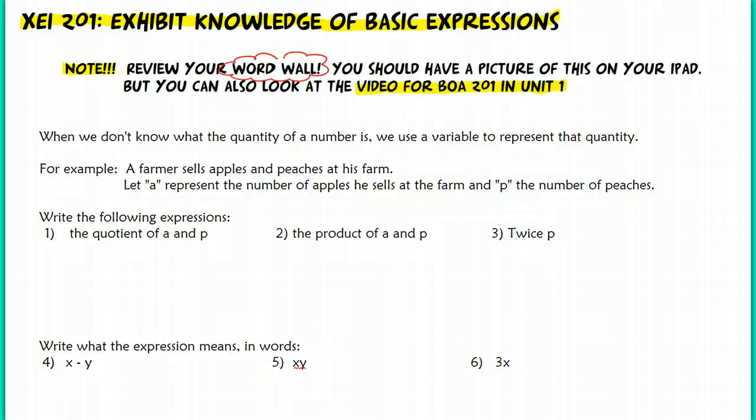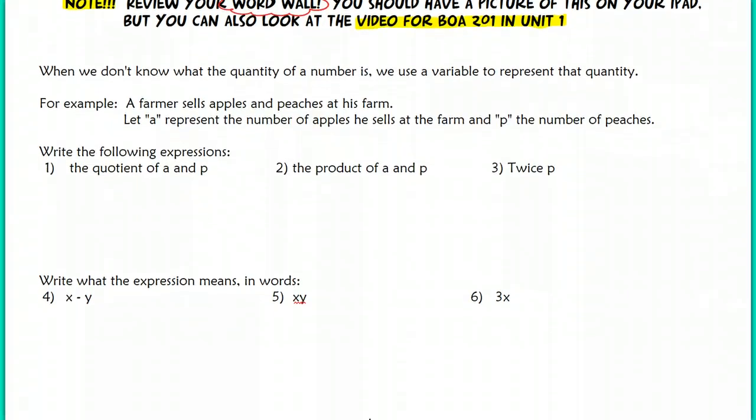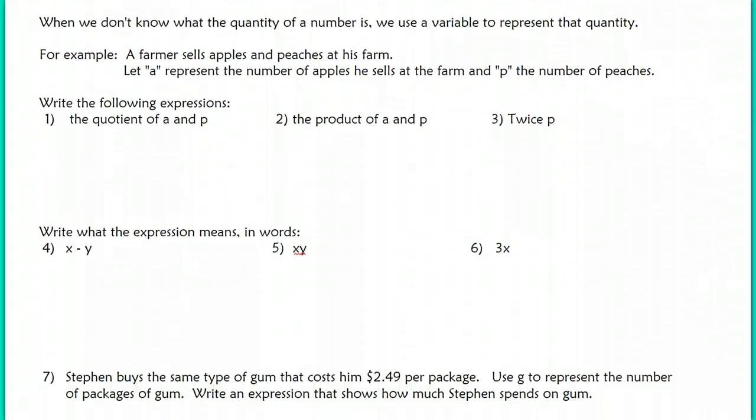Okay, so to start, I want to explain a concept to you guys that you're probably familiar with already, but let's just review. When you don't know what the quantity of a number is, you use a variable to represent that quantity. So, for example, I have here, a farmer sells apples and peaches at his farm. Let A represent the number of apples he sells, and P will represent the number of peaches. So in this case, we don't know exactly how many apples or peaches that he sells, so instead of using a specific number, we're going to place a variable, which we use as a letter, to represent that amount.